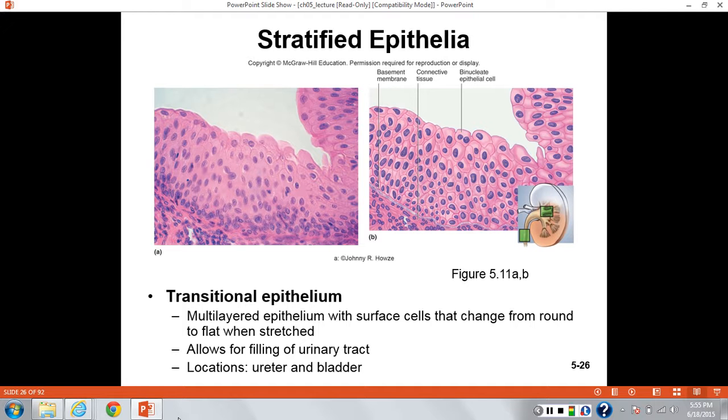Transitional epithelium: the urinary tract, ureters, and bladder. Where are the ureters? The ureters are those long tubes that come from your what? Kidneys. And the ureters go where? To your bladder.